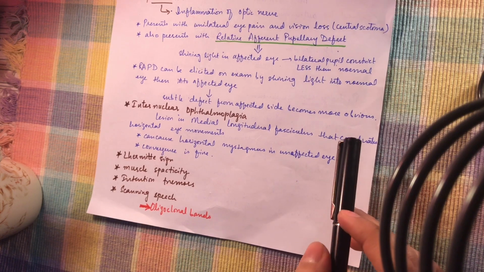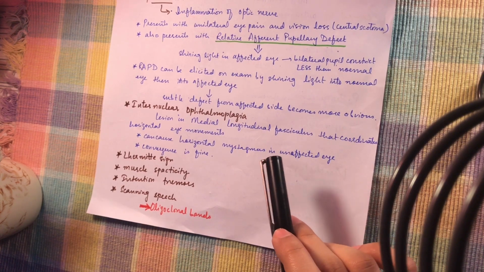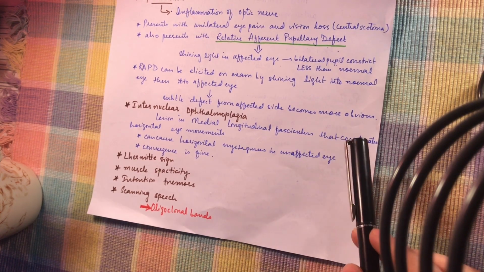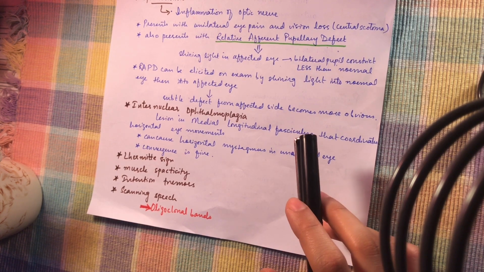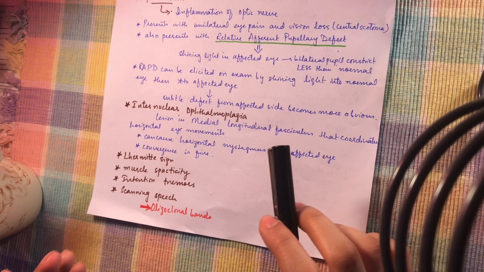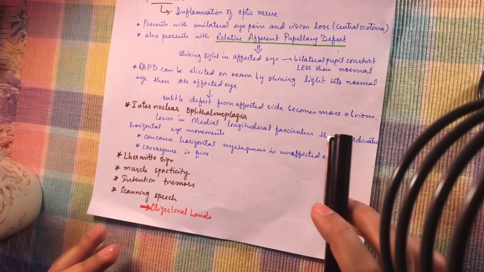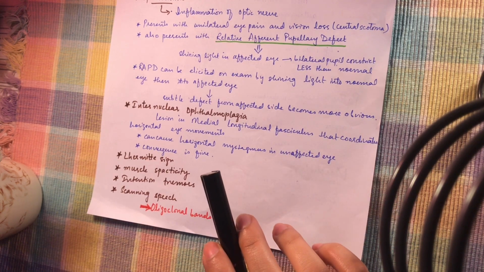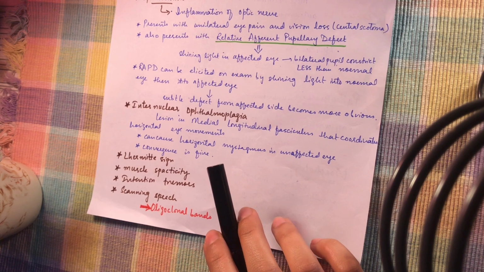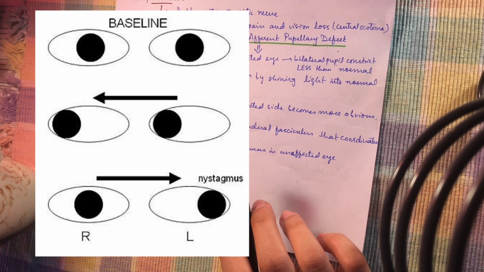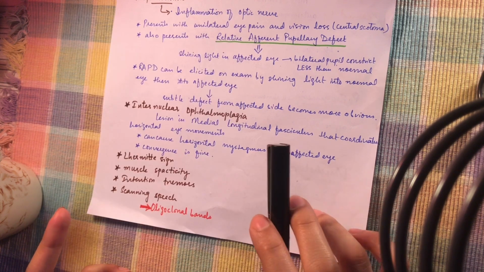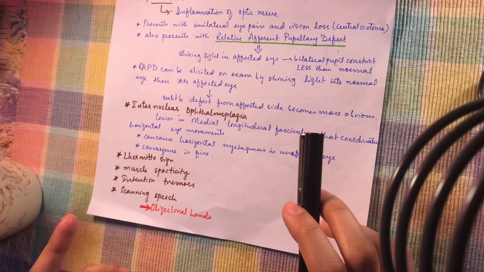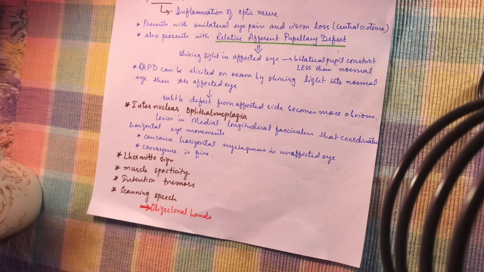Internuclear ophthalmoplegia is basically a lesion in the medial longitudinal fasciculus that coordinates horizontal eye movement. So here is one example: a lesion in the right eye causes the right eye not to adduct in response to the abduction of the left eye, and that can cause horizontal nystagmus in the unaffected eye, and horizontal gaze problems can occur, but the convergence is fine.